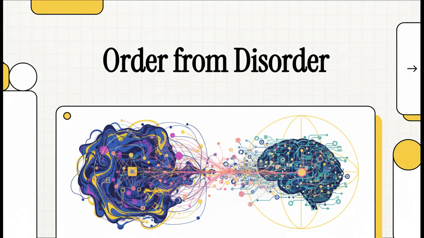So, what if I told you that the secret to making our smartest technology even smarter is hidden inside complete and total chaos? Yeah, it sounds like a total contradiction, right? But stick with me, because today we're going to dive into how the science of disorder is actually creating a brand new, way more powerful kind of order for AI.